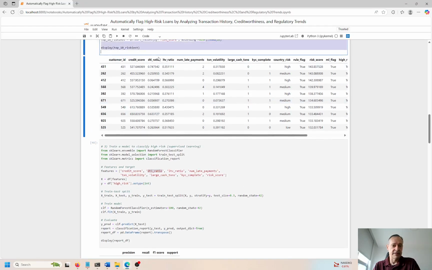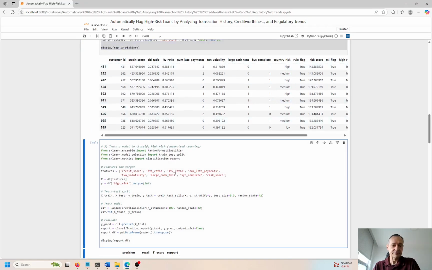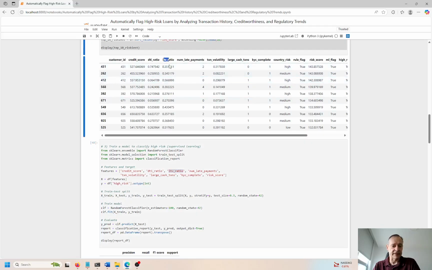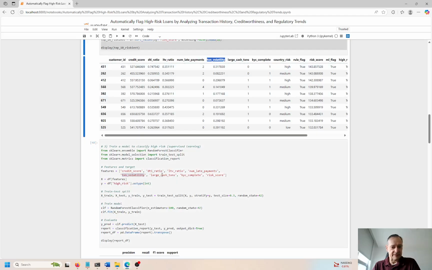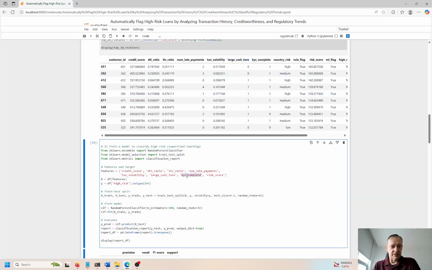So here's credit score, DTI. Is it going to be loan to value ratio? This is the LTV. Number of late payments, is that going to have an impact? Transaction volatility, is that going to have an impact? Large cash transactions, is this large or not large? Know your customer, complete, so KYC, know your customer, and risk score, and that is over here.